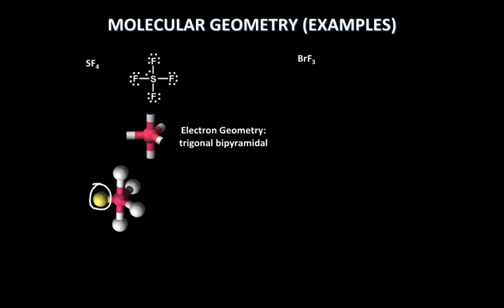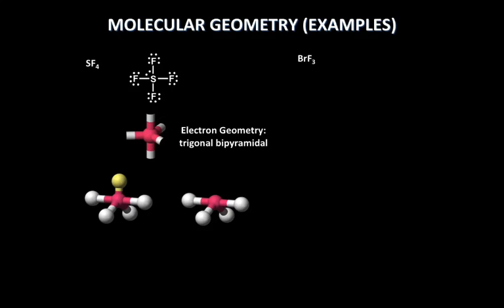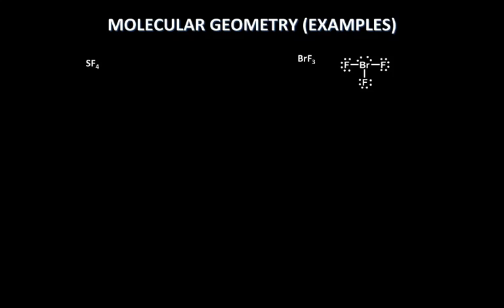That minimizes the repulsion. And when we put it in that equatorial position, now we give it a geometry that we call a seesaw molecular geometry. So 4 groups of electrons in an unshared pair will look like a seesaw. And then BrF3, we'll tackle that next.